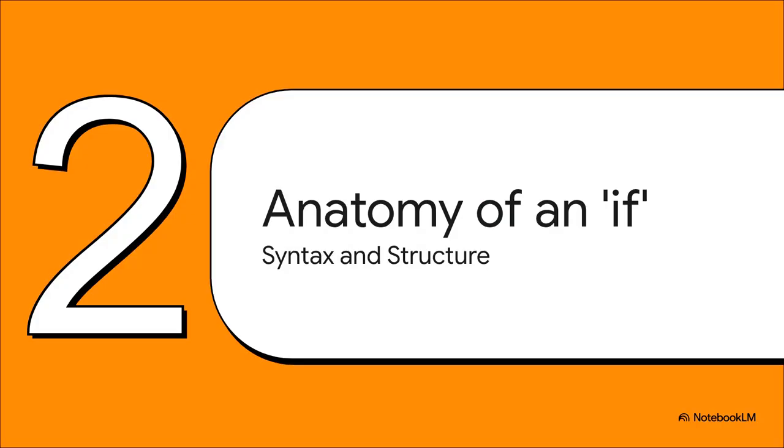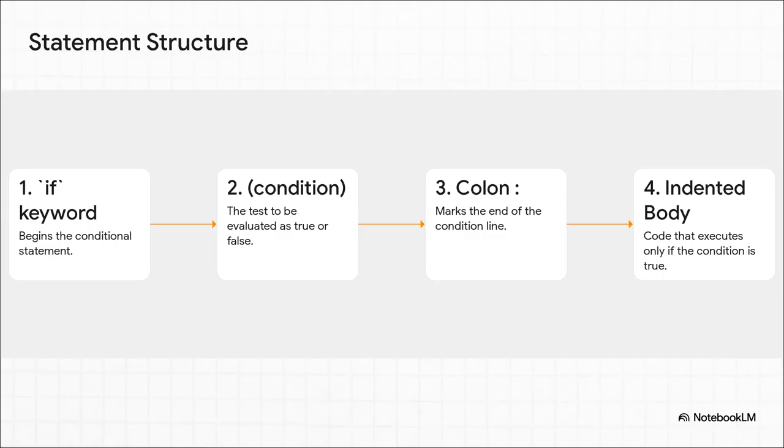So how do we actually build one of these decision-making structures? It's got a few really simple but absolutely crucial parts that you have to get right every single time. Every single if statement you ever write is going to follow this exact pattern. You start with the keyword if. Then you have your condition, the test you're running, and then, don't forget it, a colon. After that, on a new line, comes the most Python-y part of all, the indented block of code that runs if the condition is true.